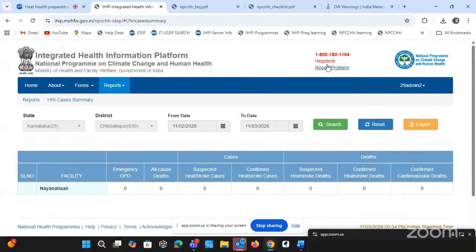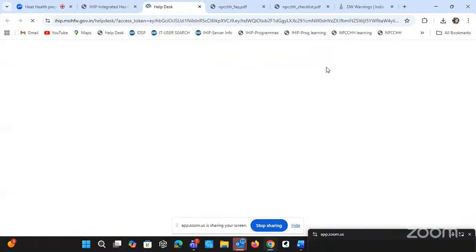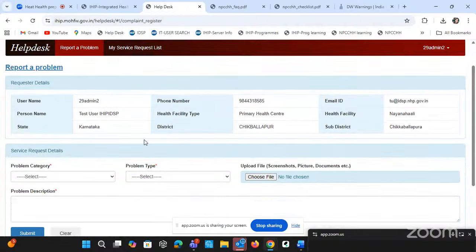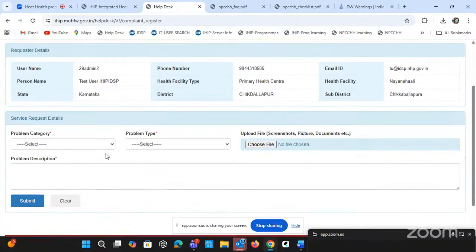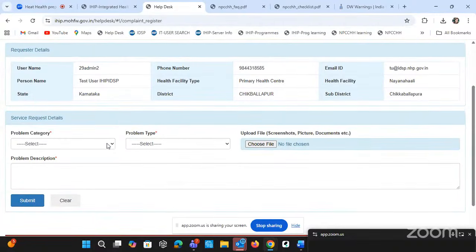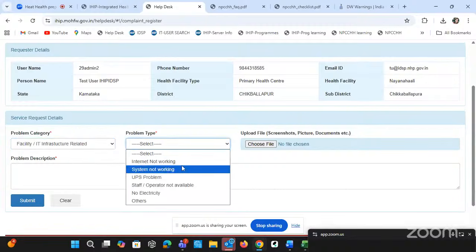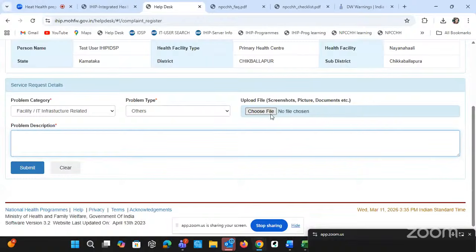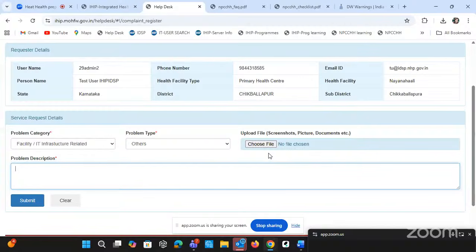Can we show the report problem option? Yeah. Can we click on that? So if you have a problem with reporting the data on IHIP, this option can be selected, and when you fill in a few details and upload the screenshots, the IHIP team will contact you and try their best to resolve it. So rather than sending screenshots to your district nodal officer and then to the SNO and then to state and national level, you can use this option on the website itself to describe your problem and enter your details over here, and the person from the IHIP team will contact you.